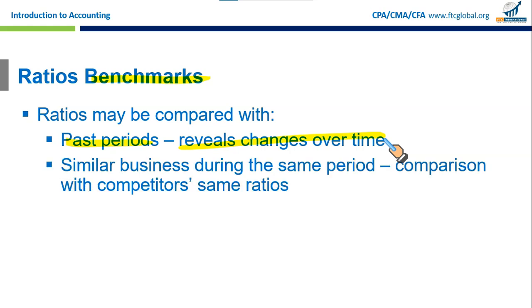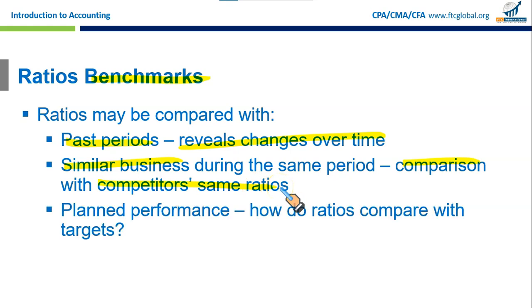We can compare our ratios during the period with similar businesses. That's comparison with competitors' ratios, so that we can see whether we are better off or worse off. And then we may set our own targets and compare our performance with the expected results. And there could be other multiple benchmarks. So you can't make any sense out of ratios unless you have some comparator, some benchmark against which you will gauge your performance.